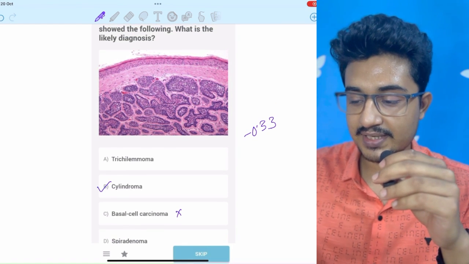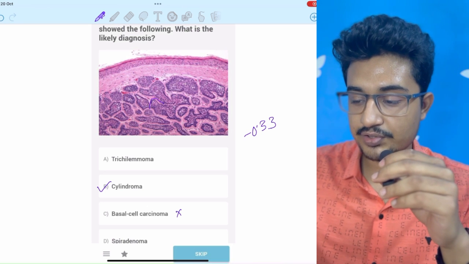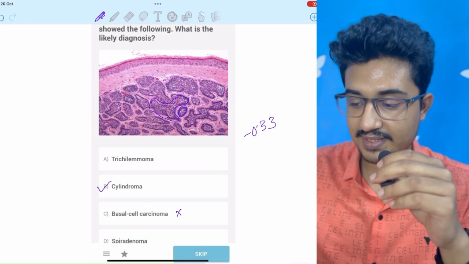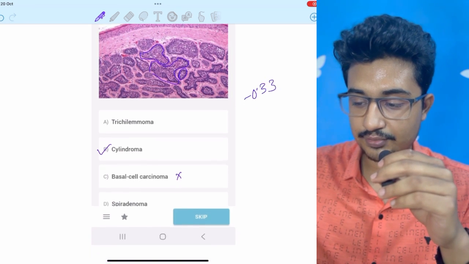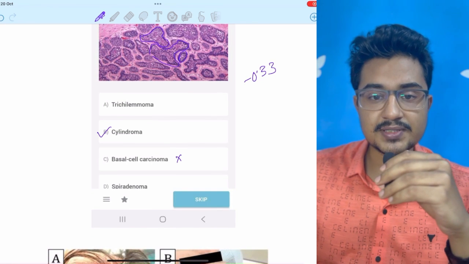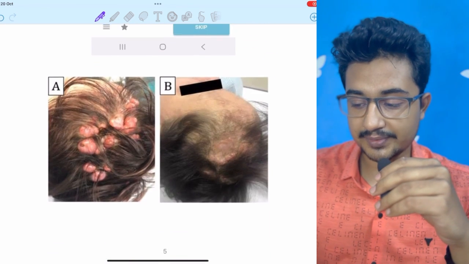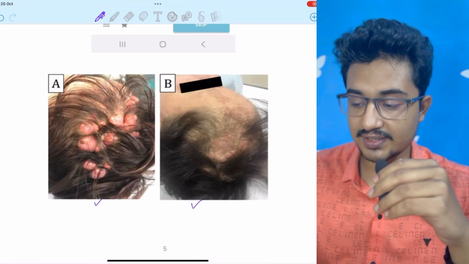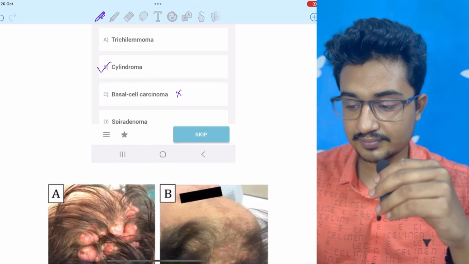This is actually a case of cylindroma because you can see the jigsaw puzzle appearance. The structures you can see in the dermis have a shape like a jigsaw puzzle. So jigsaw puzzle appearance in a case of cylindroma. Now clinically it is being seen like this. This is before excision and this is after excision.